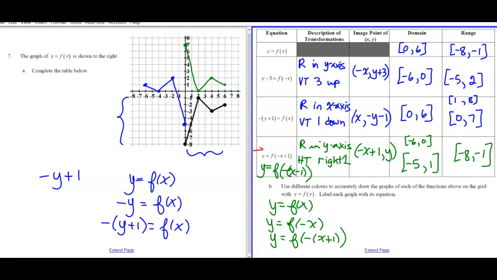I should have done this in red. Anyway, here, so reflection in the y-axis doesn't change. Right 1 is there. Reflection in the y-axis goes to there, to the right 1.